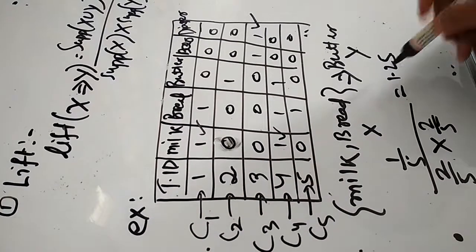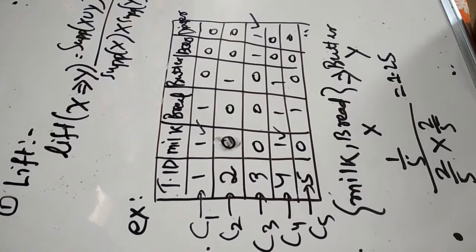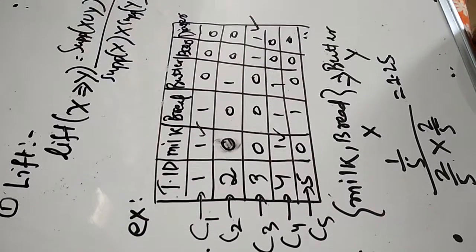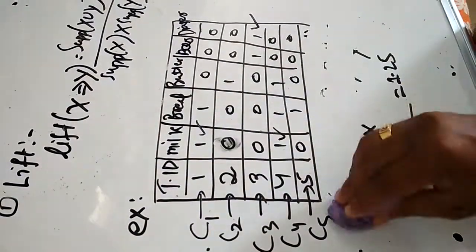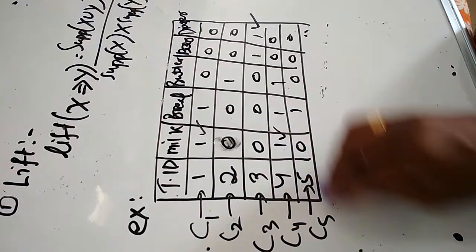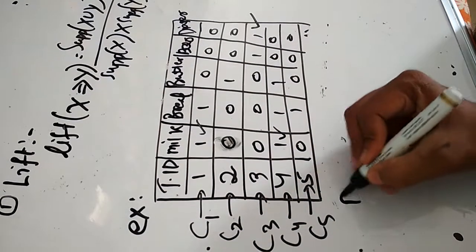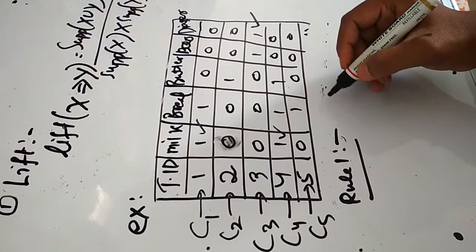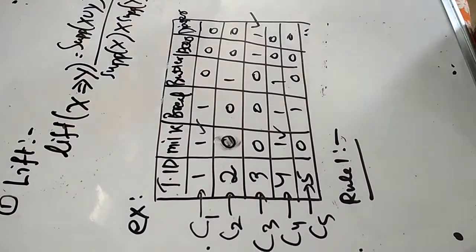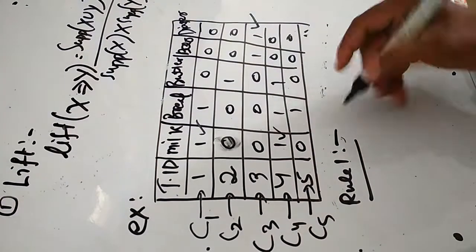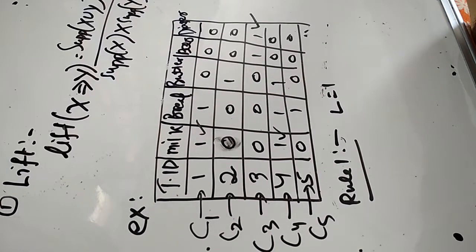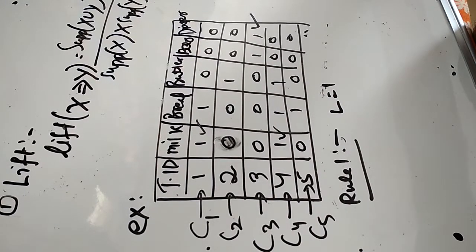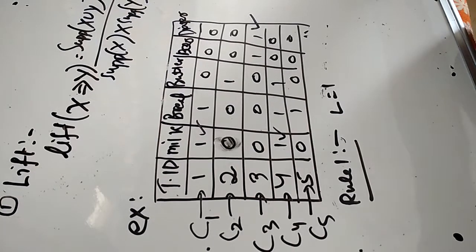So this is called the lift, 1.25. From here we have to decide what the lift means. I am saying a rule: rule 1 says that if the rule has a lift of 1, then it would imply that the probability of occurrence of the antecedent and that of the consequent are independent of each other.